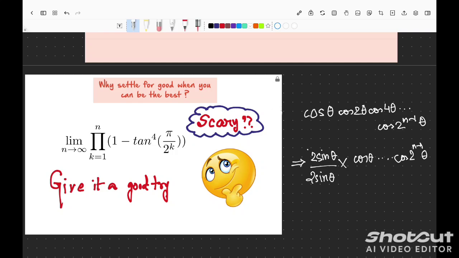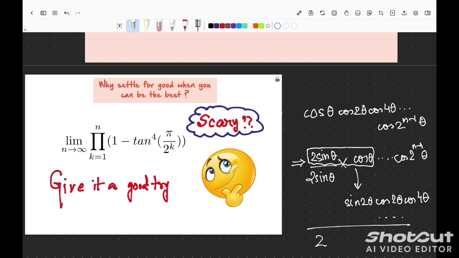On multiplying, as you can see, this term right here is just sine of 2 theta. I can write it, and I can further continue the cos series, that is cos 2 theta into cos of 4 theta up to cos of 2 to the power n minus 1 theta. But also in the denominator, remember that we have a 2 sin theta.